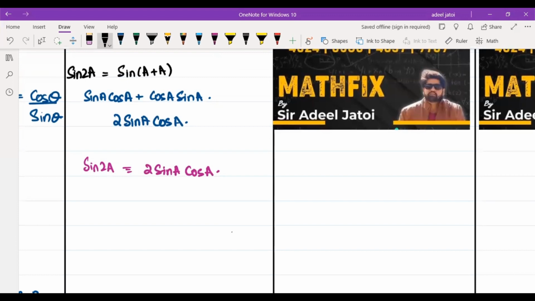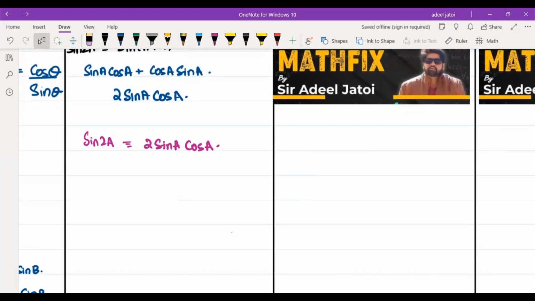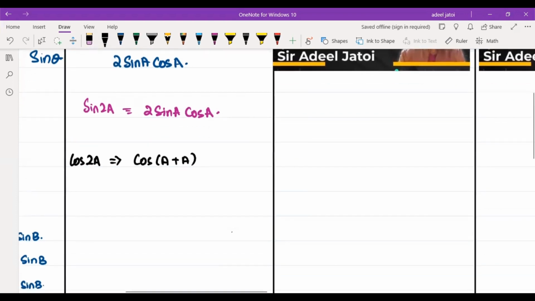Similarly, if I say that we have cos 2A. Now, cos 2A is basically in the form of A plus A, which obviously is substituted with B. B used to be there, it's now A. So if we just remember or just revise the form, it used to be cos A cos B minus sine A sine B, because this plus used to change the sign and obviously we used to have B.